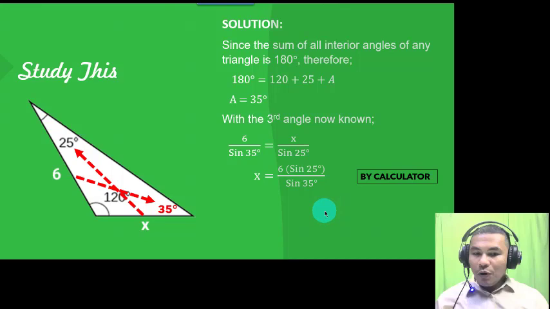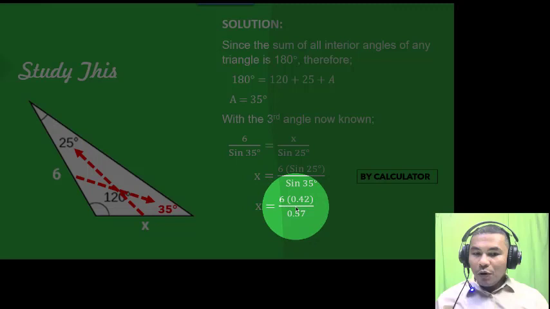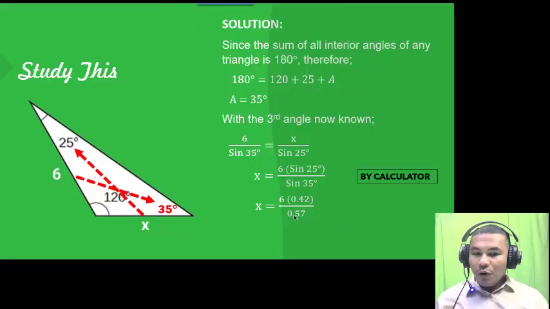By using again your calculator to get the value of sine 25 and sine 35, we have x is equal to 6 times 0.42 because the value of sine 25 is 0.42 and the value of sine 35 by using your calculator or your smartphone is 0.57, and that gives us the value of x, which is 4.4.